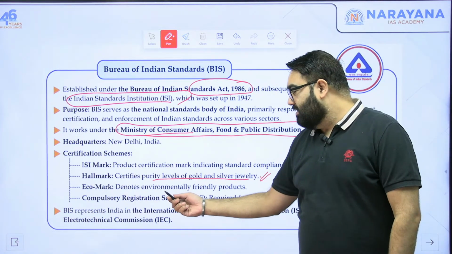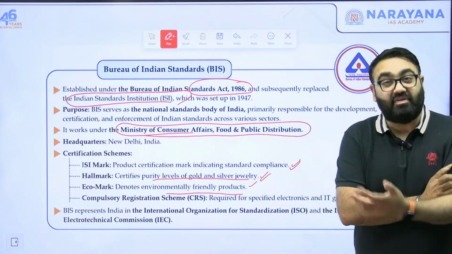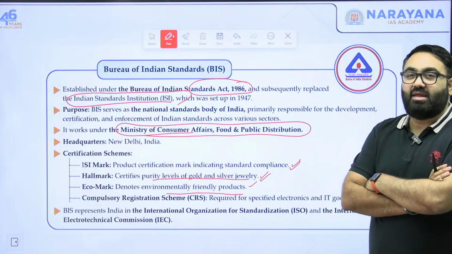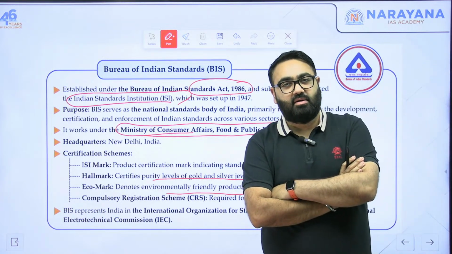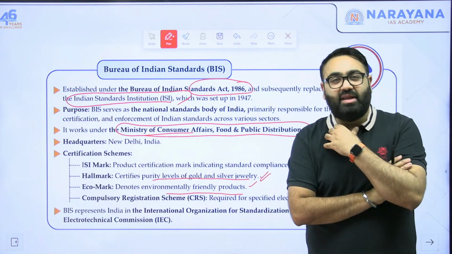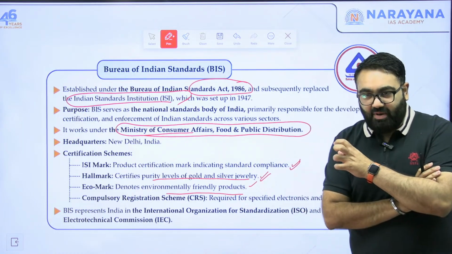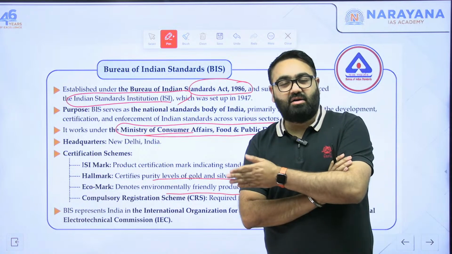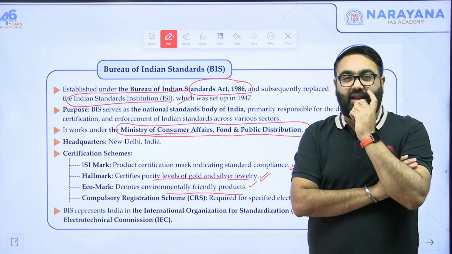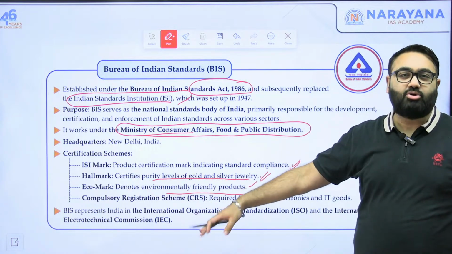Then there's Eco-mark. Eco-mark is specifically for those products which claim to be environmentally clean, environmentally sustainable, which claim that while making our product we did not harm the environment. So if the BIS certifies it, that means you can rest assured that while making this product, the environment was not harmed. So for example, if you want to buy a certain product from the market and you are a person who is very aware of environmental damage and you don't want to buy any product that has caused harm to the environment, that mark helps you choose those products.